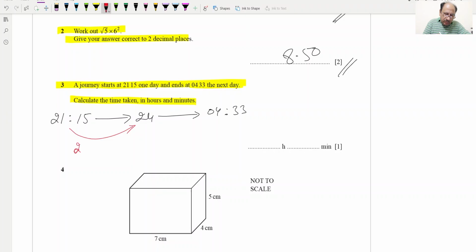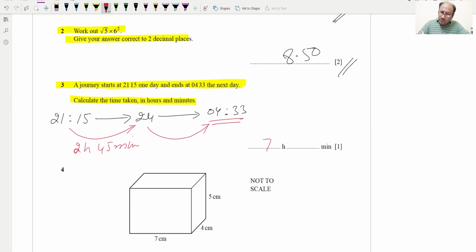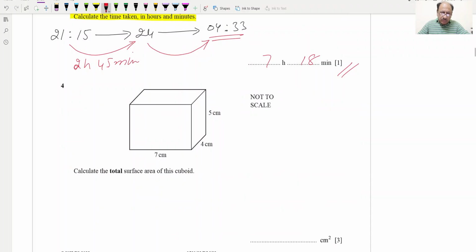So this duration will be 2 hours and 45 minutes, and to this we will be adding the additional time from 24 to this one, which is plus 4 hours and 33 minutes, and this results in a time of 7 hours and 18 minutes. So 7 hours and 18 minutes will be our final answer for this 1 mark question.